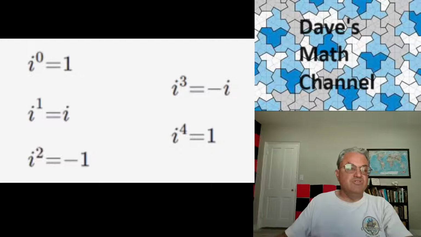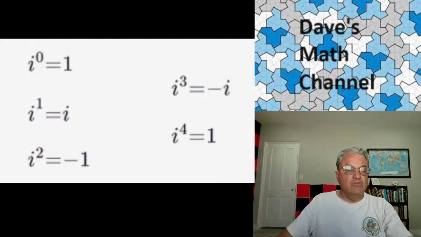Except for maybe 0 to the 0th power, which most people say is undefined, every non-zero number raised to the 0th power gives you 1. So why not have that hold for i as well? And of course, any number to the 1st power is just itself. It just means you're multiplying by itself 1 times, so you get back itself. So i to the 1st power is equal to i.